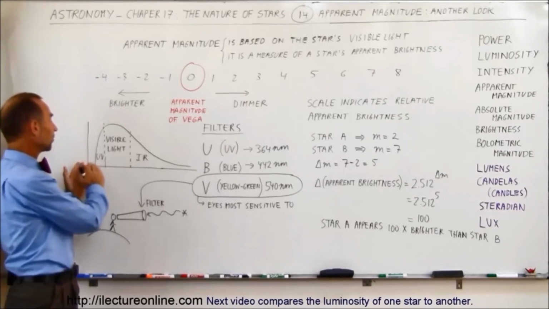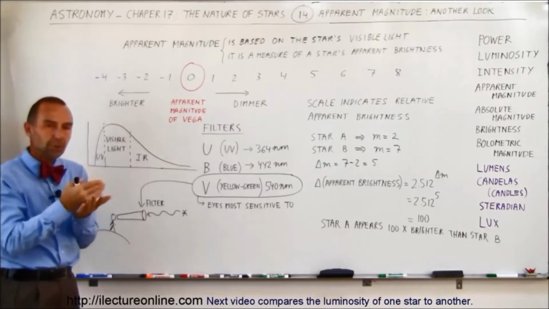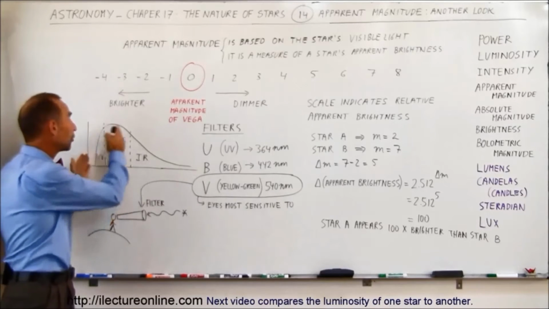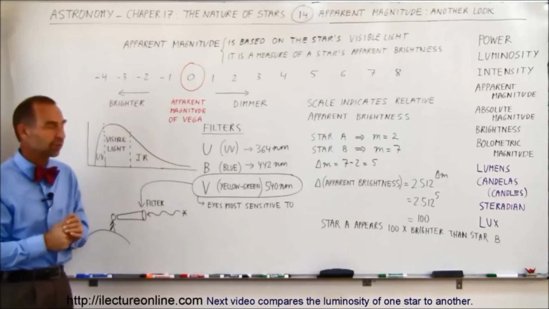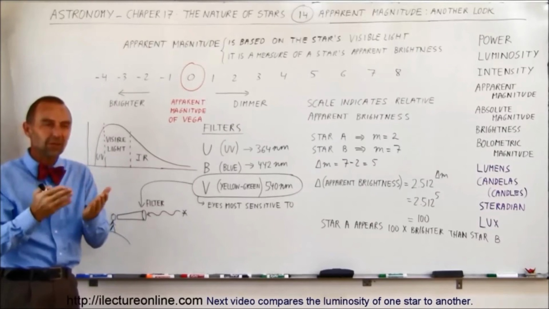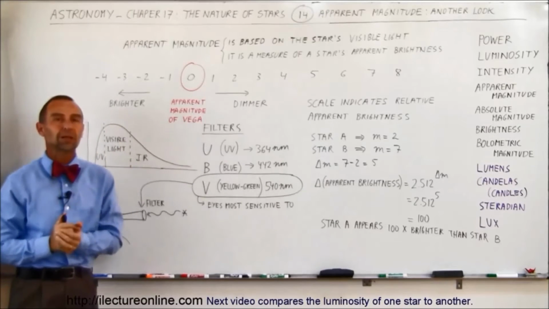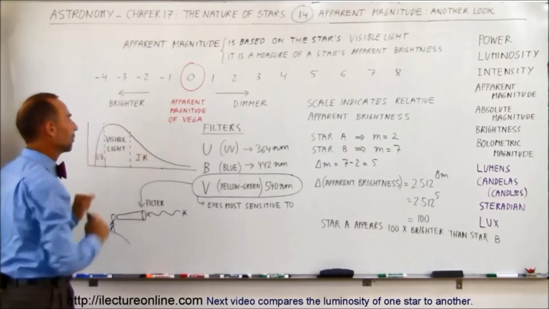The total luminosity of a star is the total power output, or output of energy, from the star in all three frequencies, in all three wavelengths. But when we talk about the apparent magnitude or the apparent brightness, we're only talking about how bright stars appear from a visual light perspective only. We ignore the UV and the infrared.